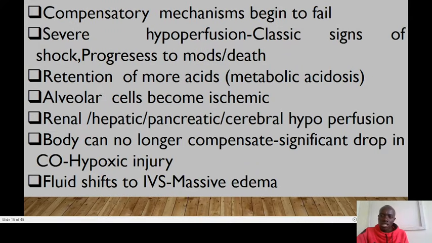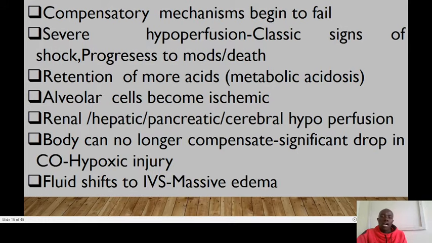Remember, in the progressive stage, the compensatory mechanisms begin to fade. Okay, so now we have severe hypoperfusion because we have decreased cardiac output. So here is when you're going to see the classic signs of shock, and this stage could progress to multiple organ failure or death, right? Because of what we are going to have. So in progressive shock, we are going to have retention of more acids. Remember, we are in the fully anaerobic stage, so more and more lactic acidosis.